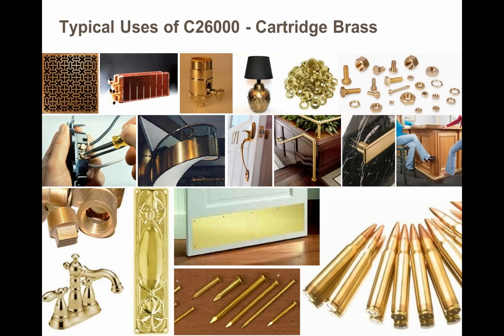Obviously, there are a lot of other uses, many of them decorative. You have lamp parts, architectural uses. But if you look at the middle left, that's an outlet and switches in your house. That has 260 brass in it. Door hardware and railings and tubes and kick plates for your doors. Faucets and other decorative pieces are made out of 260.